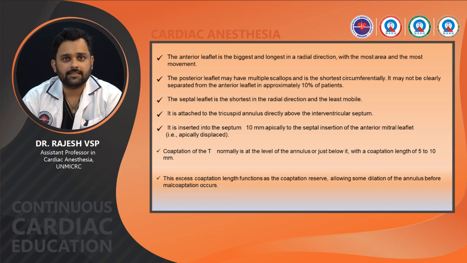It is attached to the tricuspid annulus directly above the interventricular septum. It is inserted into the septum approximately 10 mm apically to the septal insertion of the anterior mitral leaflet. This implies apical displacement. Coaptation of the tricuspid valve normally is at the level of the annulus or just below it, with a coaptation length of 5 to 10 mm. This excess coaptation length functions as coaptation reserve, allowing some dilatation of the annulus before malcoaptation occurs.